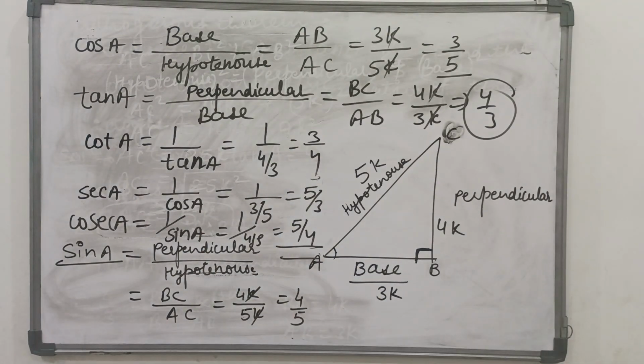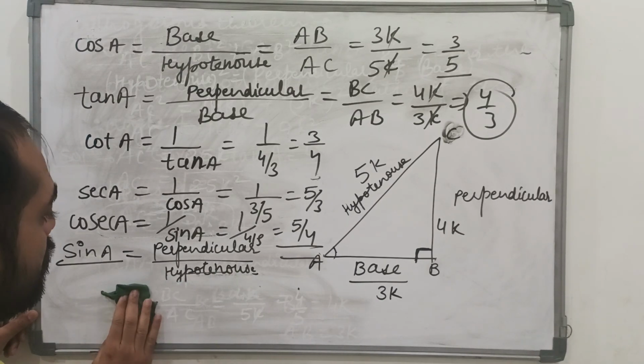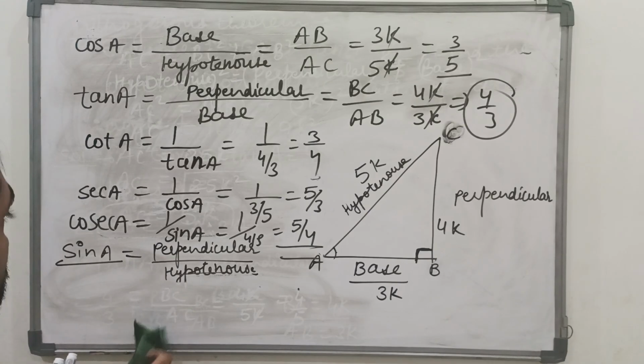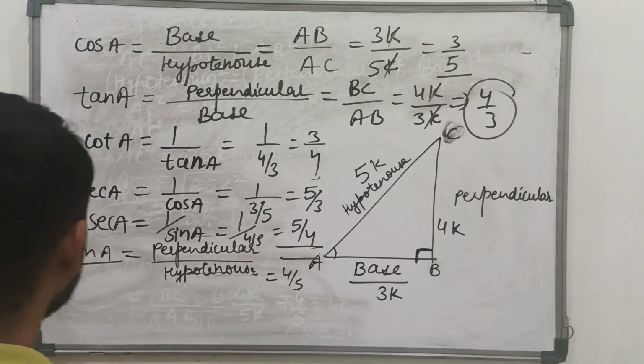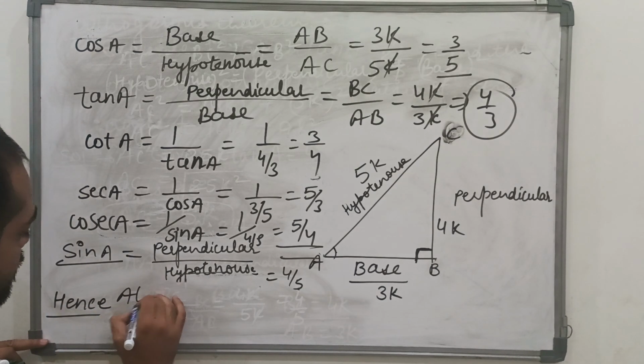That's done. Now the last step is very important to write in the RBSE board also, and in any board we can easily write this line. We write it like this, 4 by 5, and like this, 4 by 5. Now hence, the last line. What is the last line? Hence all trigonometric ratios.